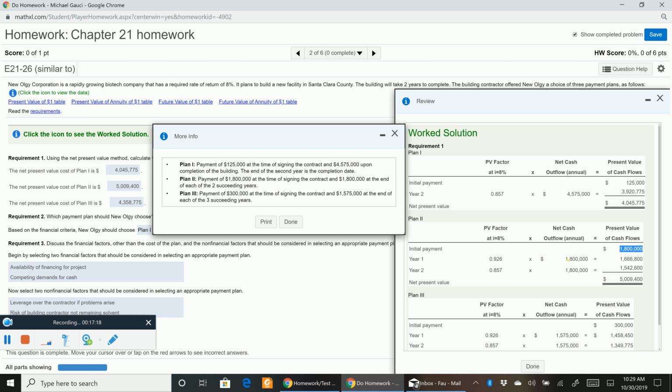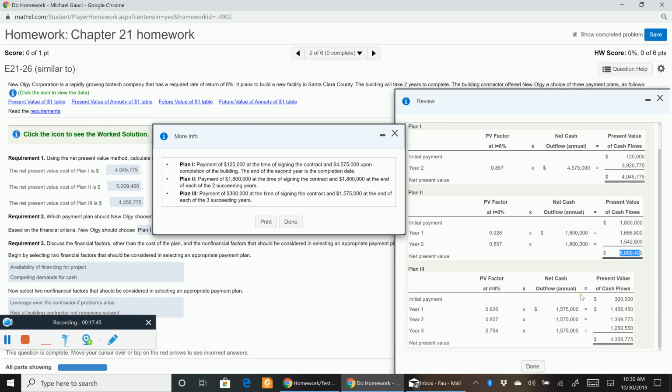Plan 2, we'd make an initial payment of $1.8 million. At the end of year 1, we'd make another $1.8 million payment. So using the same table, 8% column, period 1, we see the factor is 0.926. And year 2, as we said earlier, the factor is 0.857. Multiply each of them by 1.8 million. So the present value of Plan 2 is $5,009,400.